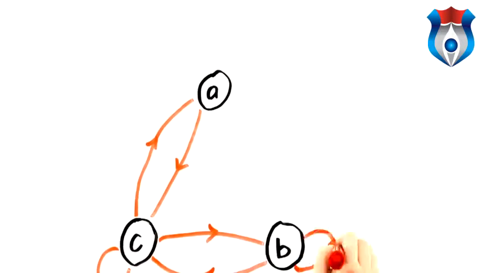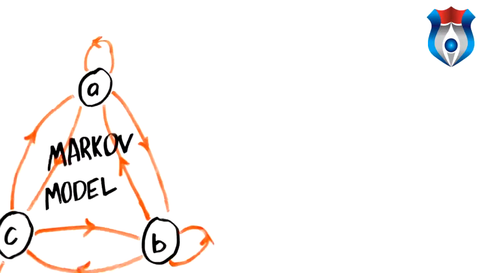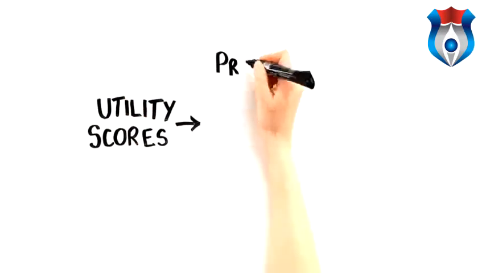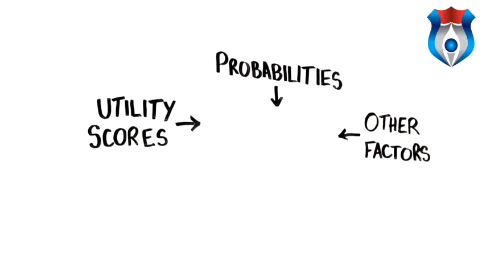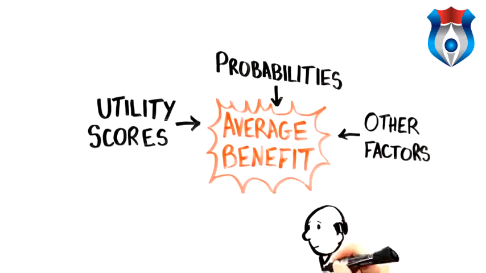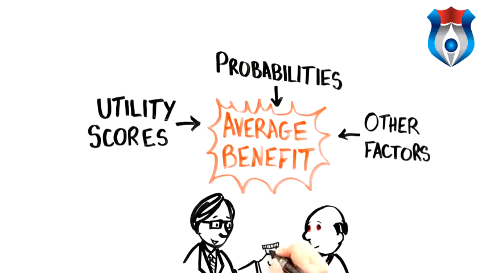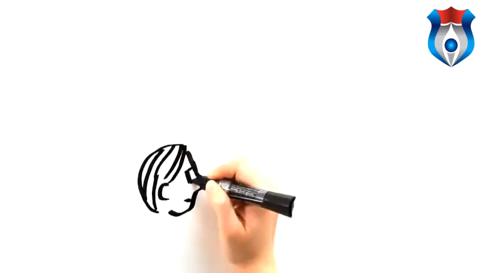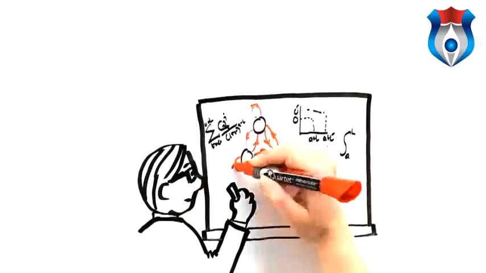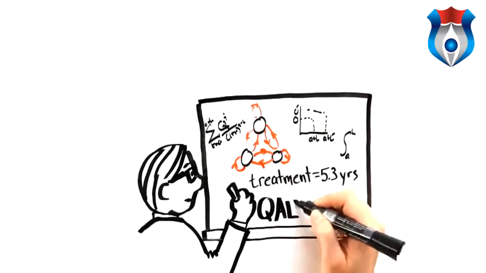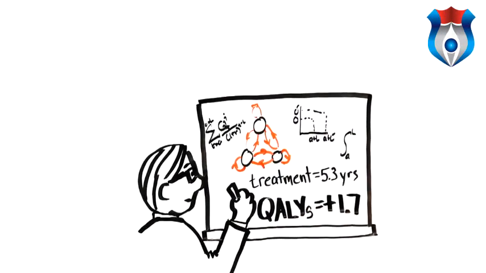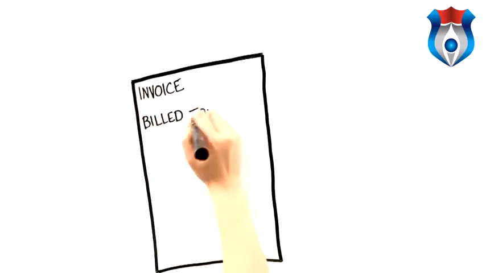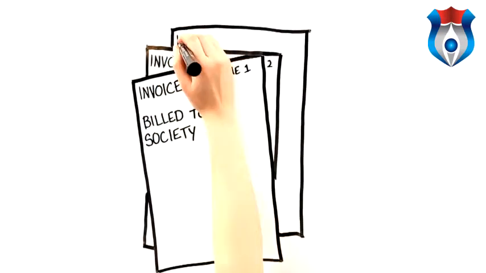Using a mathematical model called a Markov model, we combine the utility scores and probabilities and other factors to determine the average benefit to someone with the disease who takes the drug which we are evaluating. We calculate that benefit over the course of the treatment and end up with the increase in QALYs caused by the drug. The next thing we do is look at the cost to society as a result of each outcome.